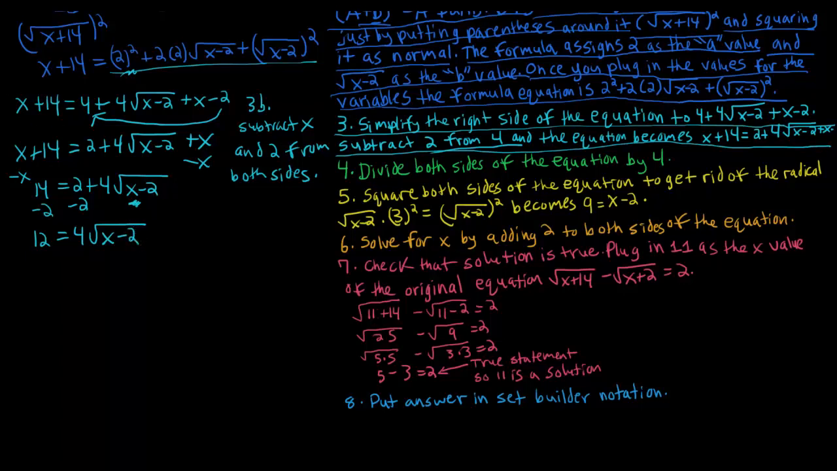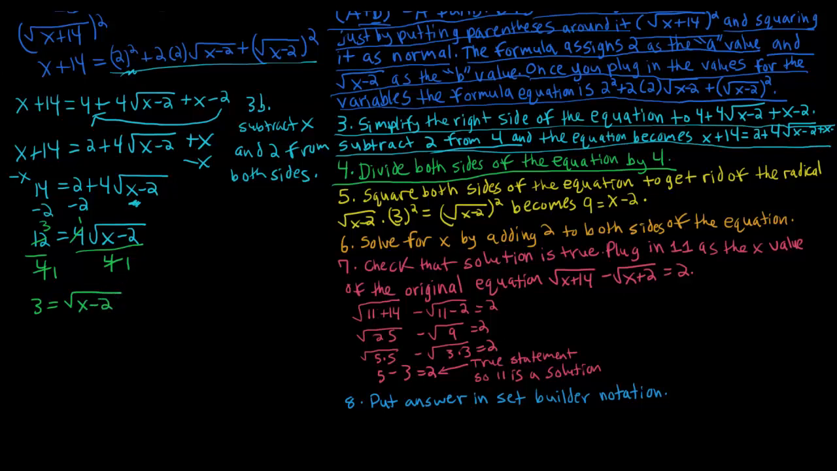And now for step 4, we want to go ahead and divide both sides of the equation by 4. So divide both sides of the equation by 4. 4 goes into itself once, goes into 12 3 times. Well, actually, hold on. 4 goes into itself once, 4 goes into 4 once, so it gives us 3 equals square root of x minus 2.